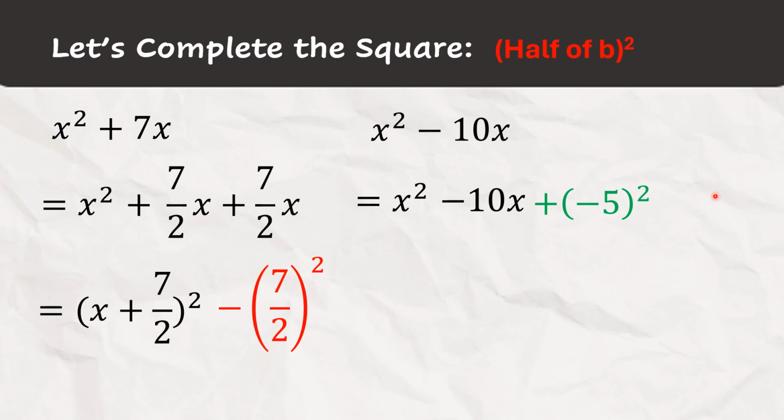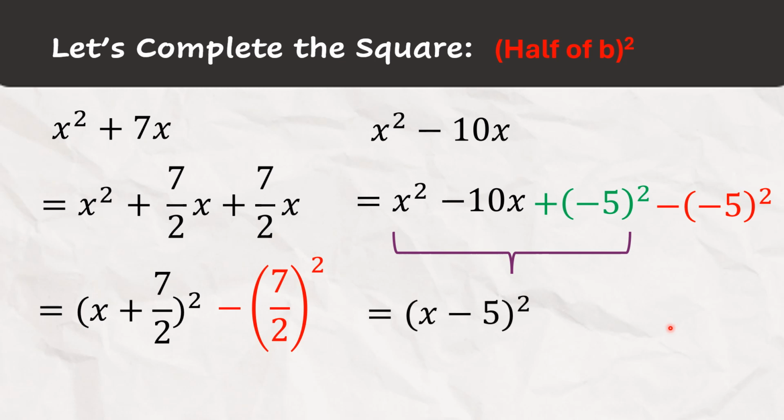So again, to make the two expressions equivalent, I add a term, and I have to subtract the same term so that the two expressions are equivalent. Now you will observe that these first three terms, when you combine them, give you the perfect square, which is (x minus 5) squared. And then the last term remains, so I just simply write it down. So this is what I have after completing the square.